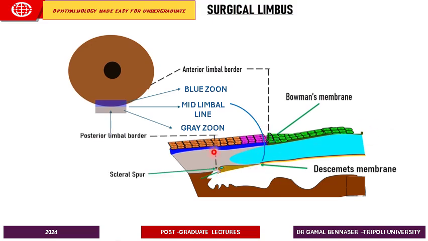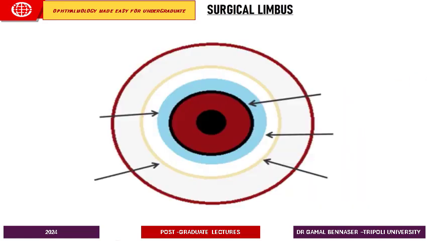This is the location of the scleral spur, and this is the posterior limbal line. So we have 2 zones, the blue zone and the gray zone, and in between there are the anterior limbal line, middle limbal line, and posterior limbal line. In this slide, I will explain in detail the different zones that we have explained before. The blue zone and the white zone, sometimes named the white zone or the gray zone from a surgical point of view.